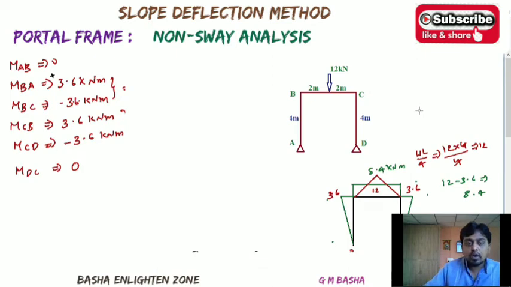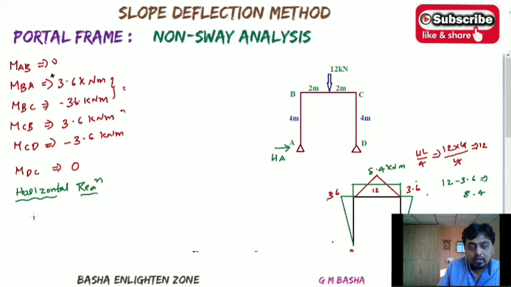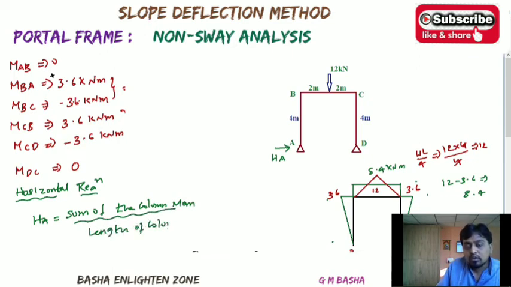Whenever a symmetrical loading condition is given, you just assume the direction of the horizontal reaction. I am assuming the direction towards right and indicating HA. For calculating the horizontal reaction, the formula will be the sum of the column moments divided by the length of the column.